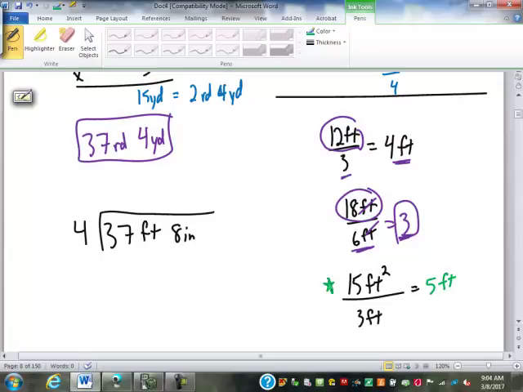Basically what this last one is saying is if you need 15 square feet of some material and it's coming off a roll that's 3 feet wide, well then you need 5 feet of length to get 15 square feet of it.